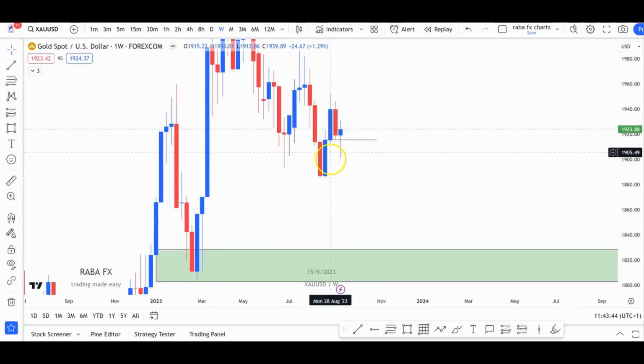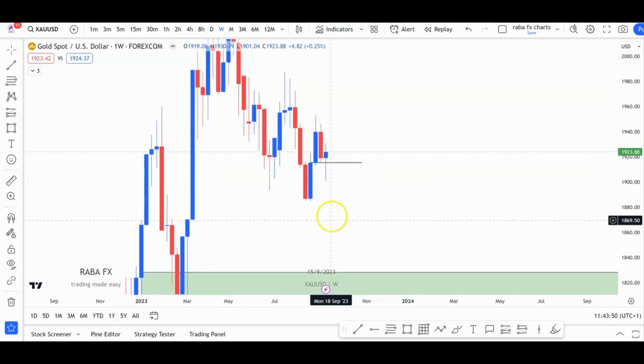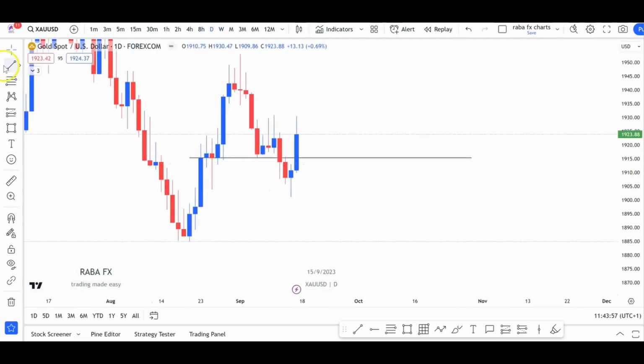We have a weekly rejection here. It's not a good sign for the bearish move. Remember, the monthly is bearish, but this is not a good sign for us. So we go to the daily. Where can we start looking for a bullish move? From here, you start looking for a bullish move. I expect price to trade low and then probably continue higher. That's what I'm looking at on gold.